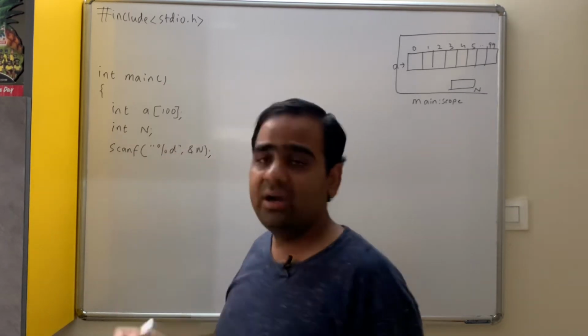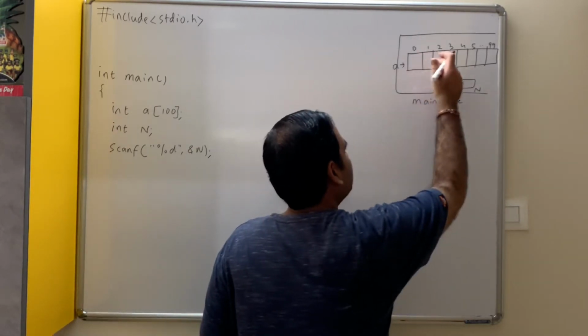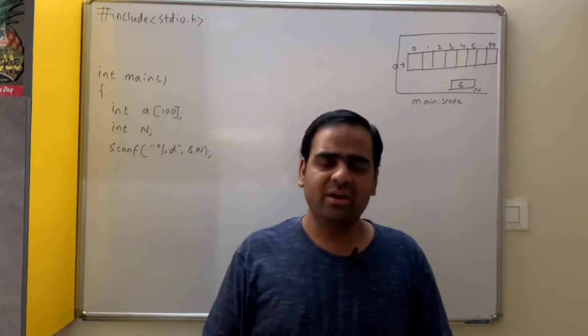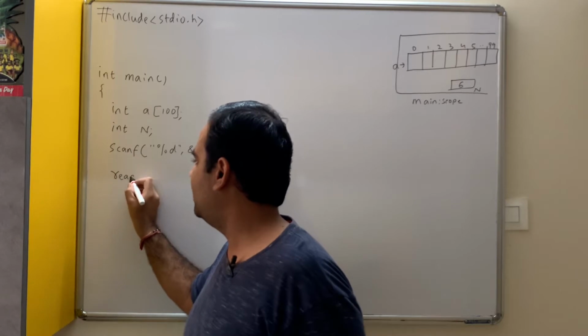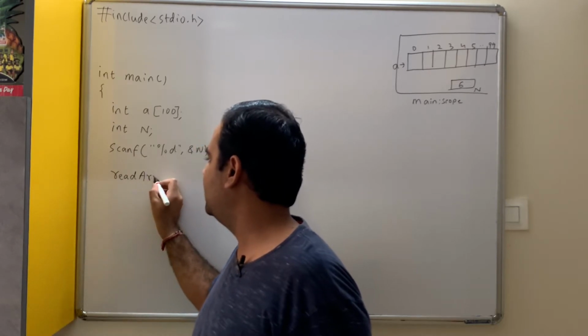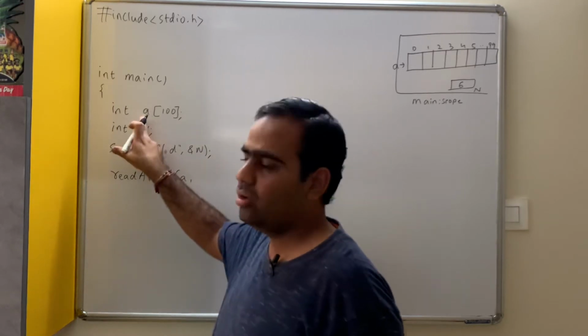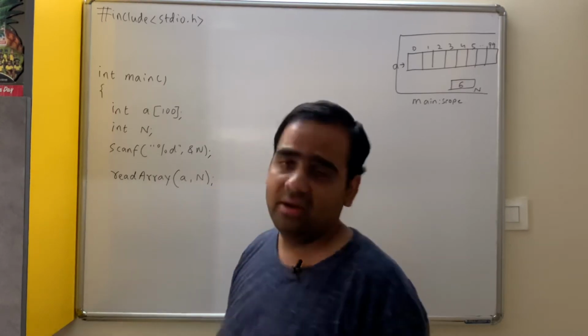and we say scanf("%d", &n). Now read the value of n. Let the value of n be say 6. That means 1, 2, 3, 4, 5, 6. 6 elements we want to read. And how do we read the array? Already we have written one function, and what is the function that we have written? It is read array. Needless to explain this function, we say read array. Which array we want to read? a. And how many array elements are there? There are n array elements.